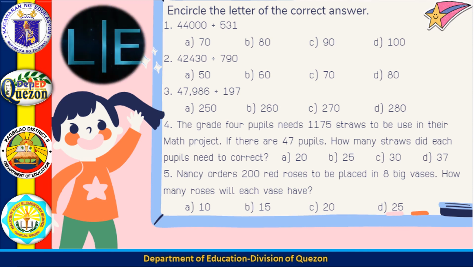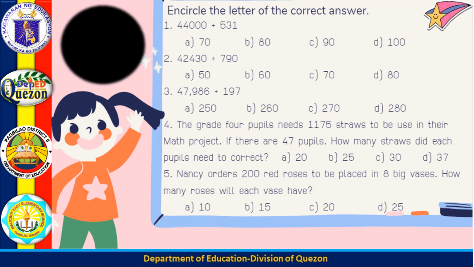Okay, time's up. Let's answer number 1. 44,000 divided by 531? The answer is letter B. Check your work. Number 2. If we estimate 42,430 divided by 790, what should be the answer? The answer is letter A. Very good. Number 3, 47,986 divided by 197. What is the estimated quotient? Letter A again, 250.